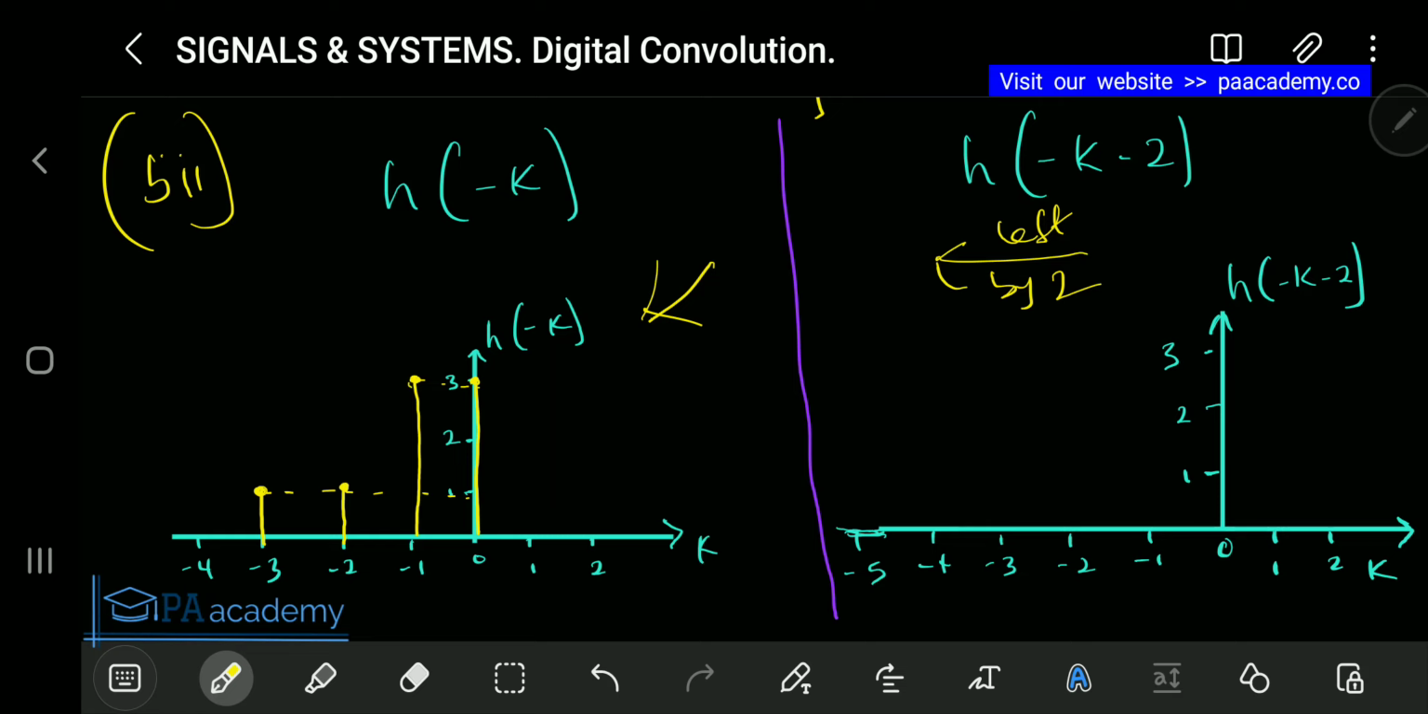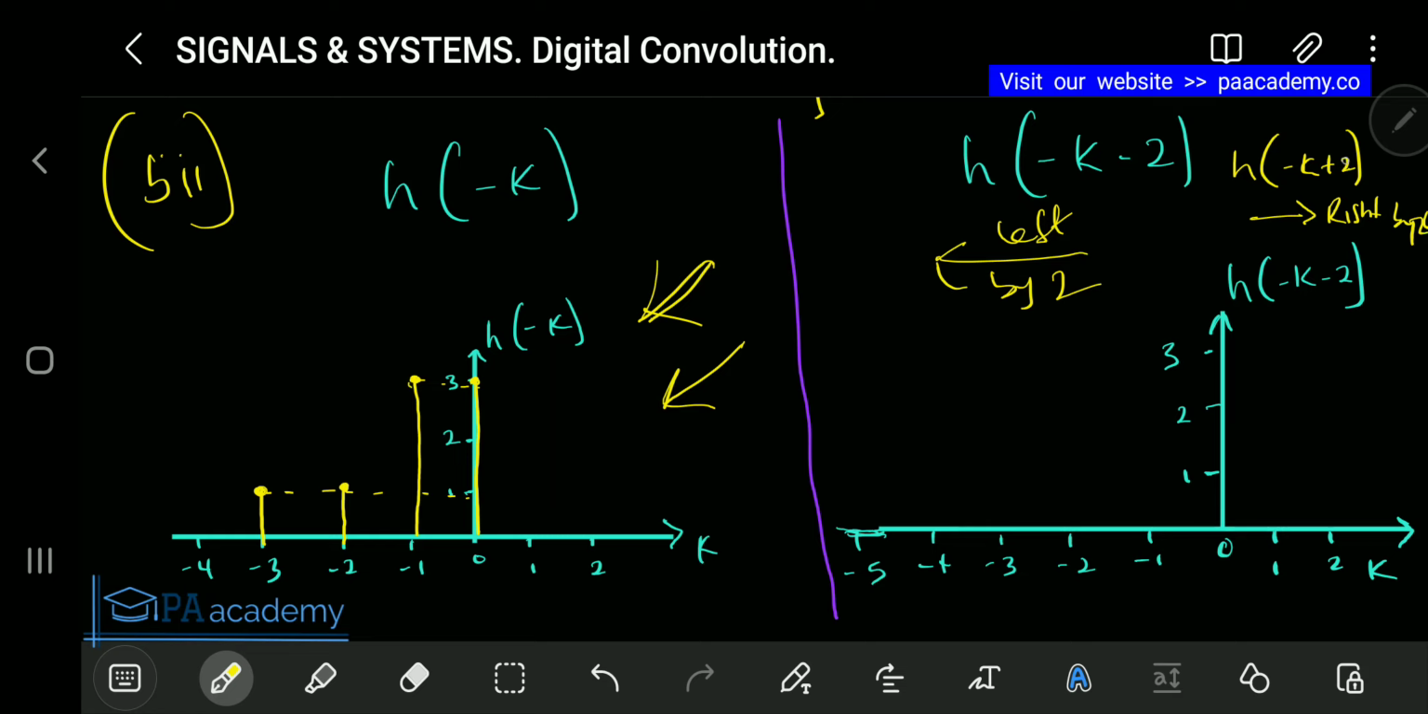This is a reversed signal already. Exactly. So if we are shifting it by -2, that means we are shifting it to the left by 2. Now, assuming the question is h of minus k plus 2, that means we are shifting it to the right by 2.